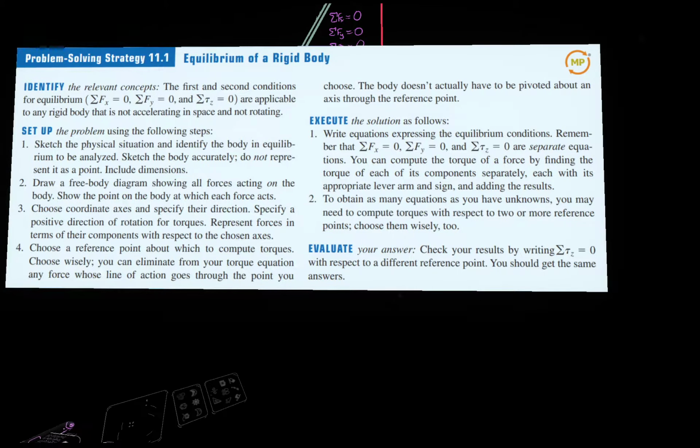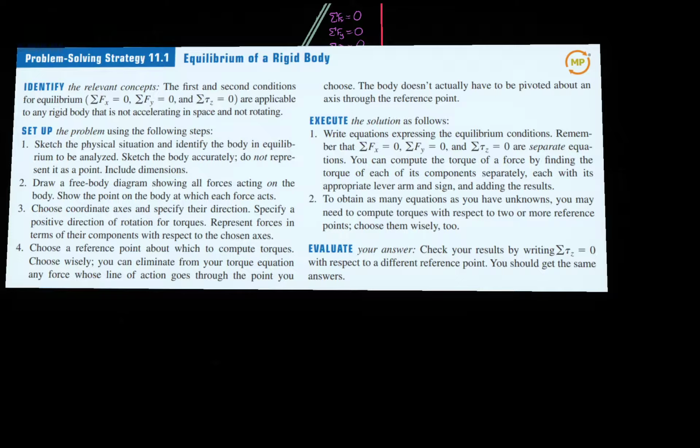So first, as always, we're going to sketch the physical situation. We're going to identify the body in equilibrium to be analyzed, sketch the body accurately, and not represent it as a point this time, because now we're taking the torque around different points. So we're going to include the dimensions.